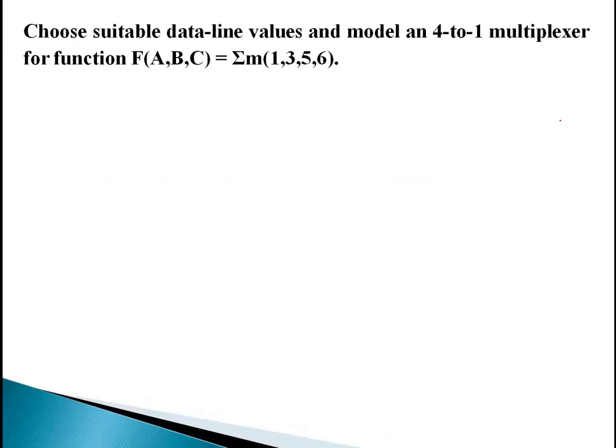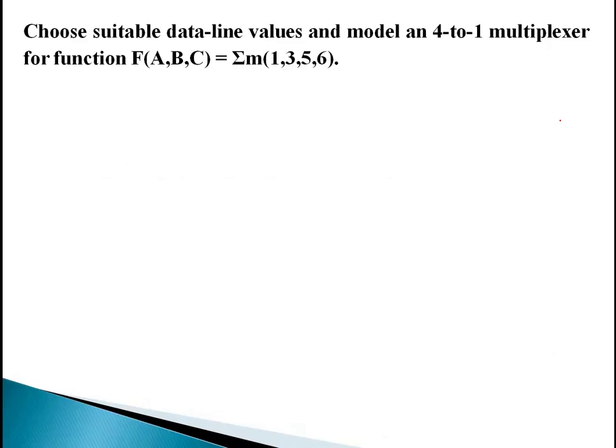Choose suitable data line values and model a 4 to 1 multiplexer for function f of a, b, c equal to summation m of 1, 3, 5, 6. Okay. So in this problem, we are given a Boolean function represented by the sum of minterms 1, 3, 5 and 6. So now our task is to implement the mux accordingly. To do this, we start by creating a mux implementation table.